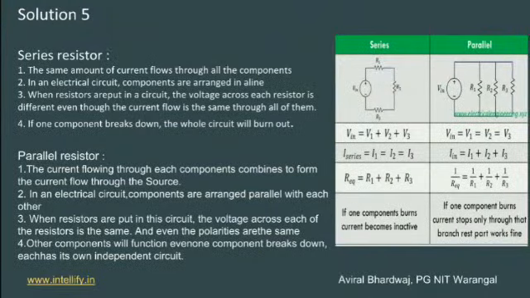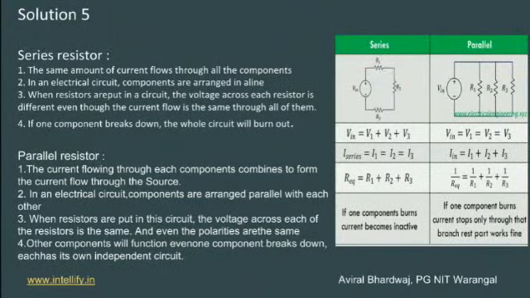So the parallel resistor means the components are arranged in a row, like 1 then 2 then 3 then 4. Here voltage is not additive: V1 is equal to V2 is equal to V3, but current is additive. I1 plus I2 plus I3, but the resistance is reciprocal. Reciprocal means 1 by R is equal to 1 by R1 plus 1 by R2 plus 1 by R3. So this is the parallel combination.